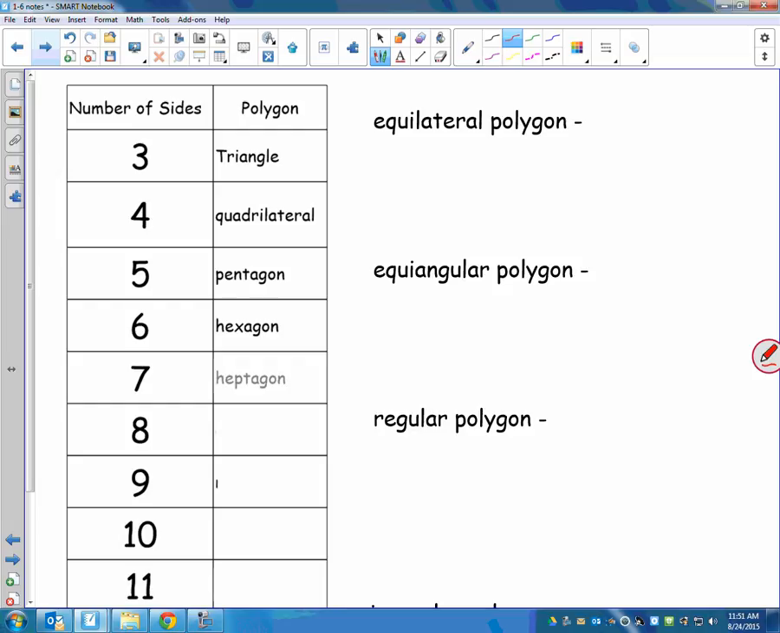Heptagon. 7 gets left out over the years, but 8 we all know. 8 is a stop sign, right? 8, octopus, octagon.